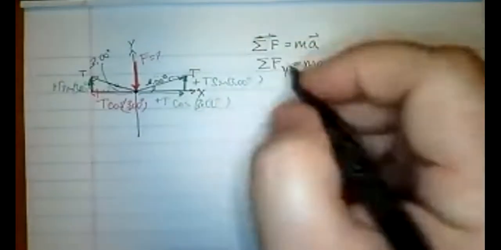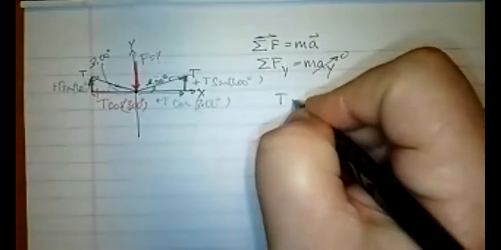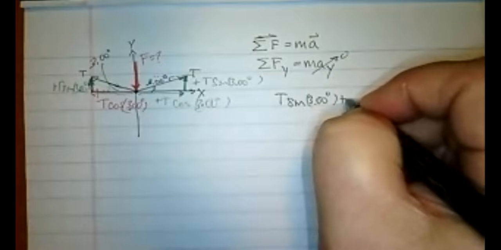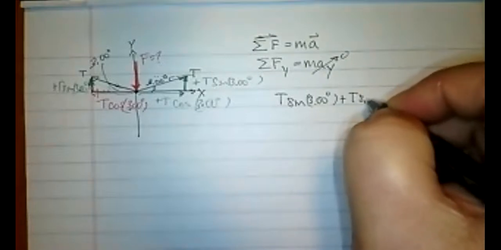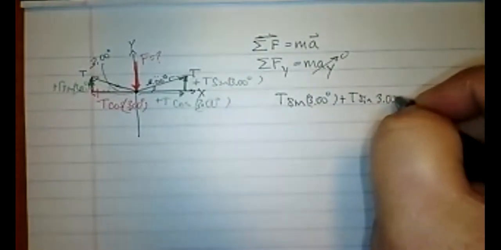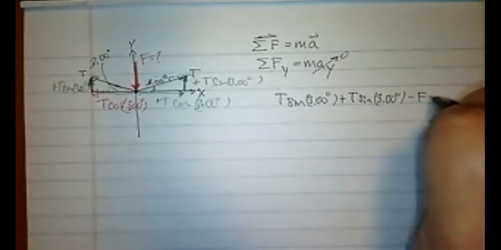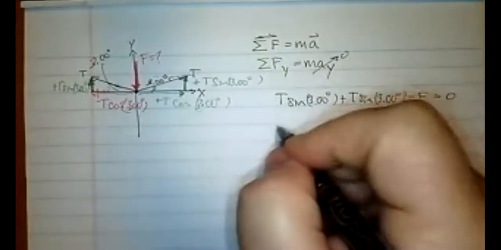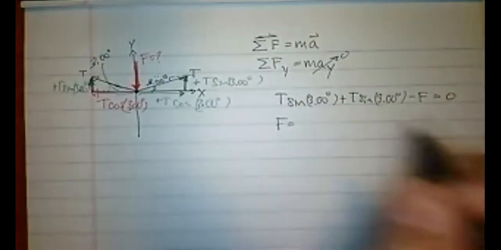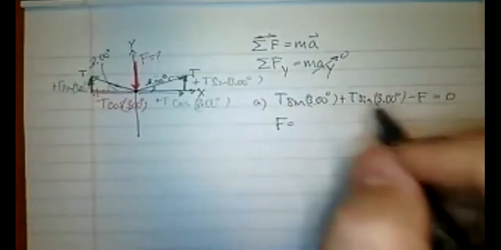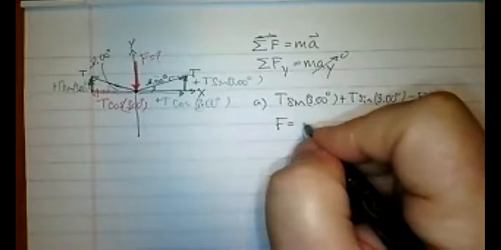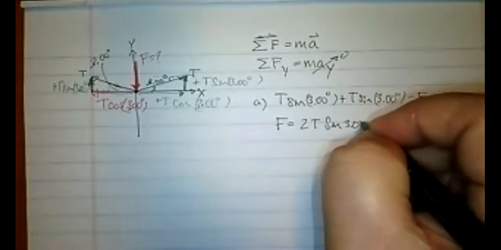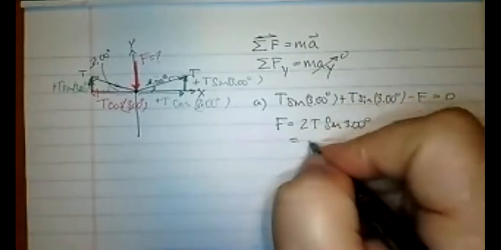The forces that we see are T times the sine of 3.00 degrees, that's positive, plus T times the sine of 3.00 degrees, minus F, and that's all equal to 0. So from that, you can see that F is going to have to be, and this is part A, just to remind you, F is going to have to be 2 times T times the sine of 3.00 degrees, which I can now plug that in.